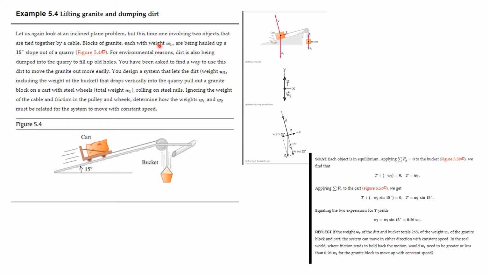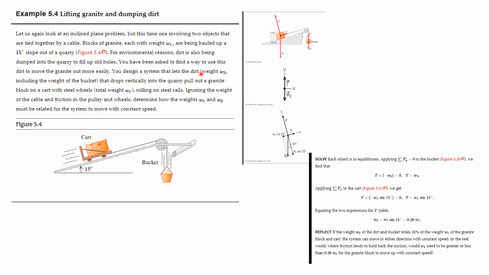Blocks of granite, each with weight W1, are being hauled out of a 15-degree slope from a quarry. And for environmental reasons, dirt is also being dumped in the hole to fill up the old holes. So you've been asked to find a way to use the dirt to move the granite more easily.